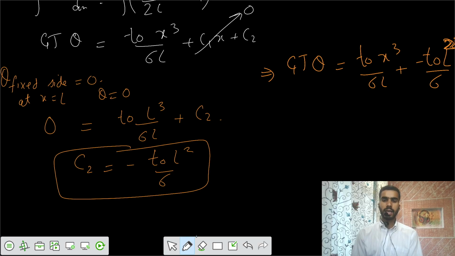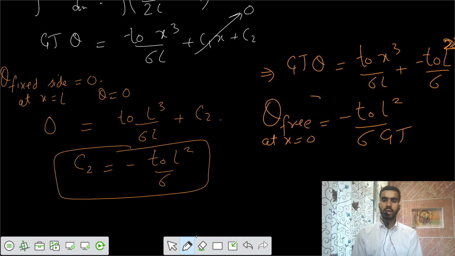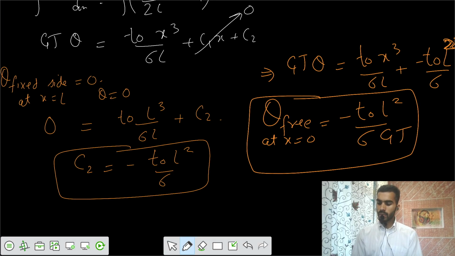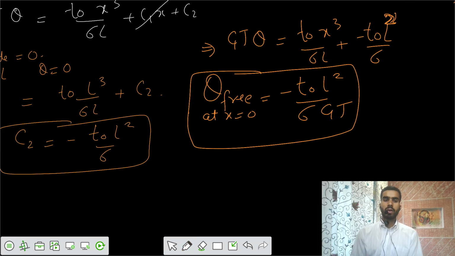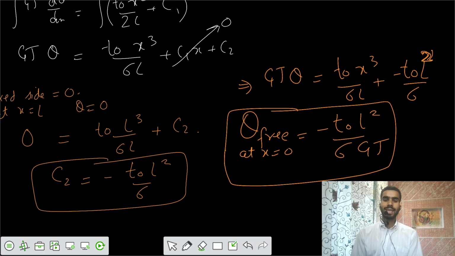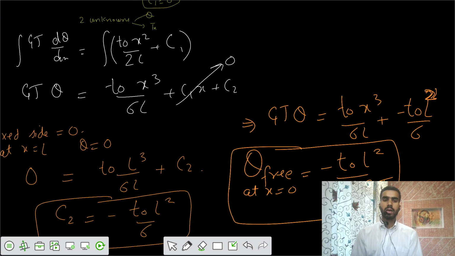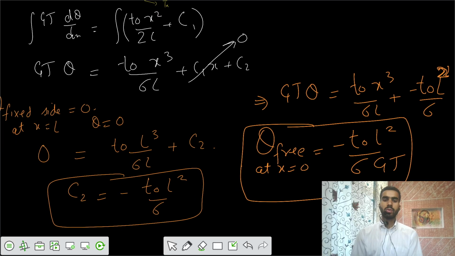So if I ask what is theta at the free end, that is at x equals 0, I get a value of minus T naught L squared by 6 GJ. So this is your theta at the free end. And similarly, what is theta at the fixed end? That means at x equals L. If you substitute that, theta would be 0. Theta at B would be 0.